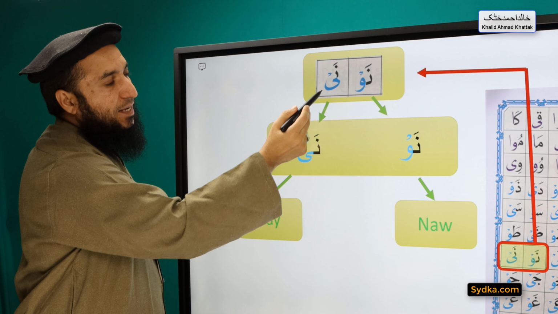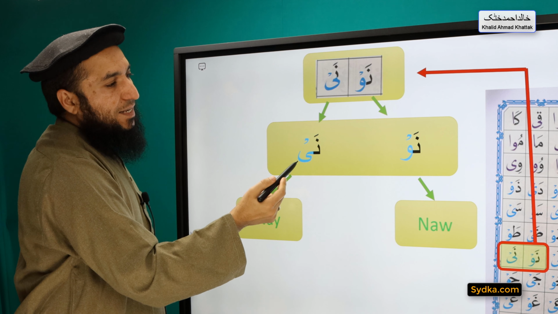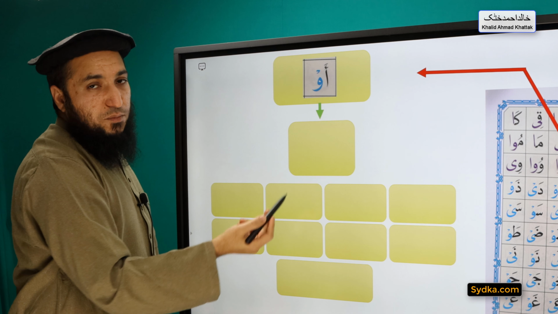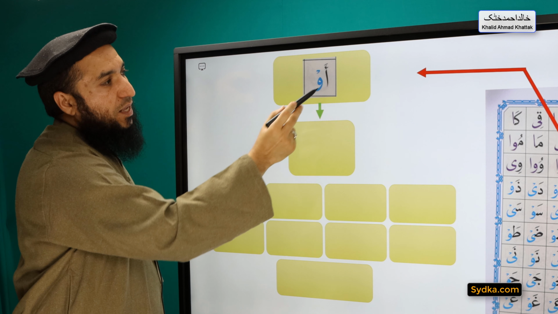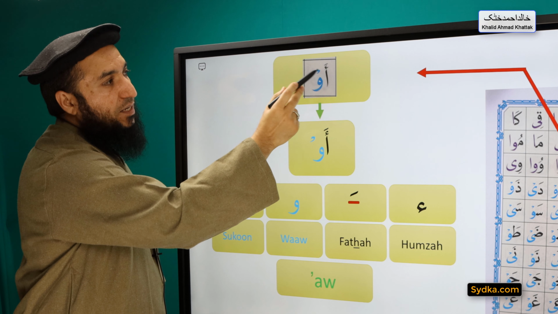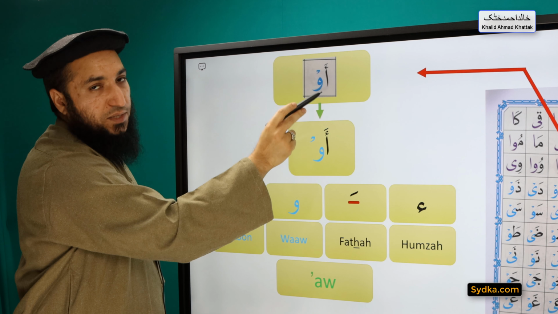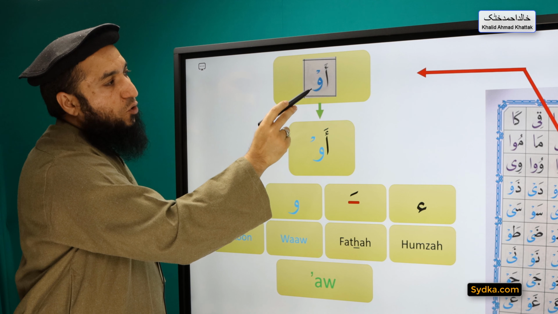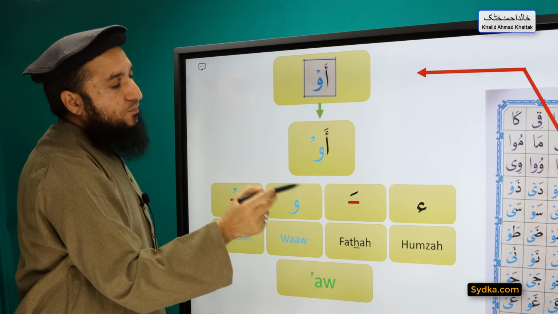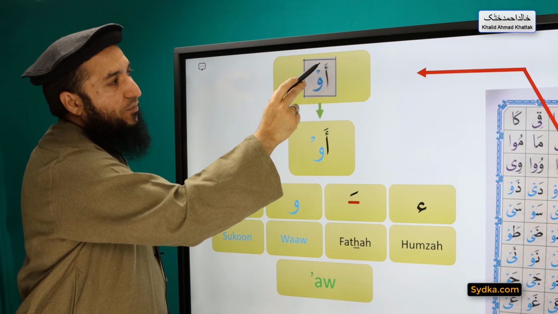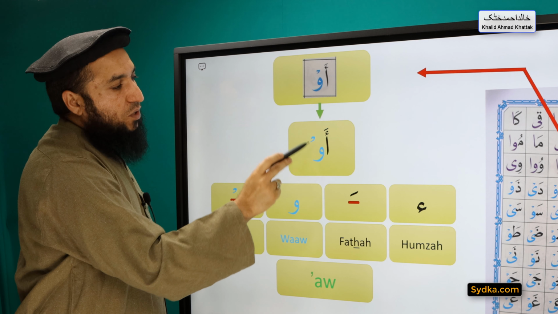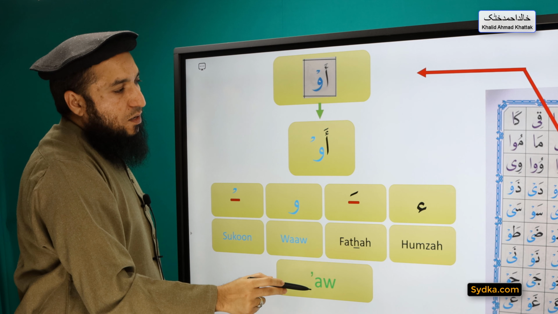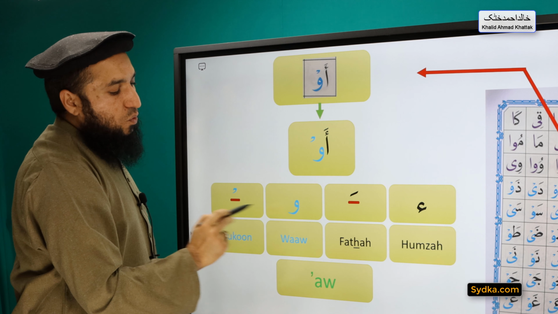Naw Nay. Naw Nay. So the next syllable we have is Hamza Fatha Waw Sukoon Aw. Hamza is a light letter, it has Fatha on top of it, and this alif is silent here, and it is followed by Waw, and Waw has a hidden Sukoon. Hamza Fatha Waw Sukoon Aw.